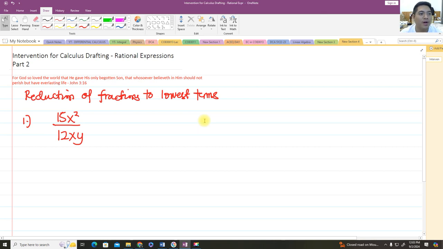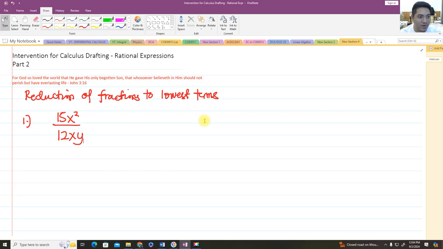Hi, so for today we are going to talk about intervention for calculus drafting, and this will be rational expressions part 2. In today's video, we are going to solve some rational expressions. So many problems involving reduction to lowest term, addition and multiplication, and at the same time subtraction. And we're also going to talk about division of rational expressions and complex fractions. So if you are aiming to master rational expressions, please keep on watching.